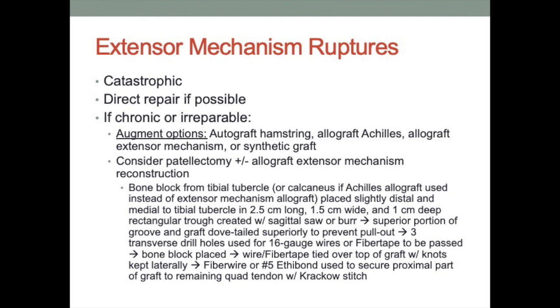You can attempt a direct repair if possible, but often it's not, especially if it's chronic or irreparable. You're going to need autograft or allograft, either hamstring, Achilles, whatever you can to try and reproduce this. You may have to even consider a patelectomy plus or minus an allograft extensor mechanism reconstruction, where basically you take an allograft bone block of the tibial tubercle, patellar tendon, patella, and quadriceps tendon and basically replace that part in the patient. The problem with these is it's a big chunk of dead tissue, so extensor lag is a big problem even if it heals well, but infection, failure, pull out, all kinds of issues are seen with these. Outcomes usually with that sort of reconstruction are generally poor.